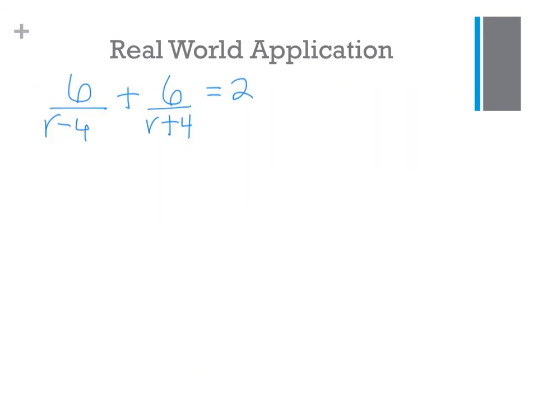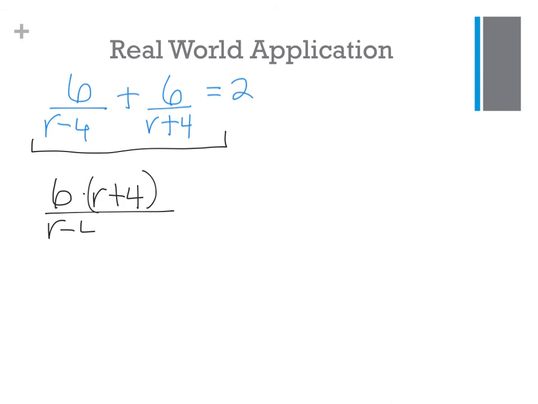Alright, so we have our equation, 6 over r minus 4 plus 6 over r plus 4, and if I'm going to add these two fractions together on the left side of the equation, I need a common denominator. So what I'm going to do is multiply both top and bottom by r plus 4. So we get 6 times r plus 4 on top, and r minus 4 and r plus 4 on bottom.